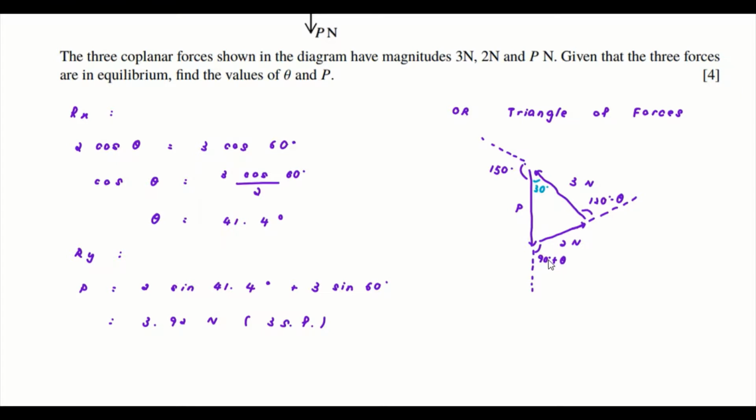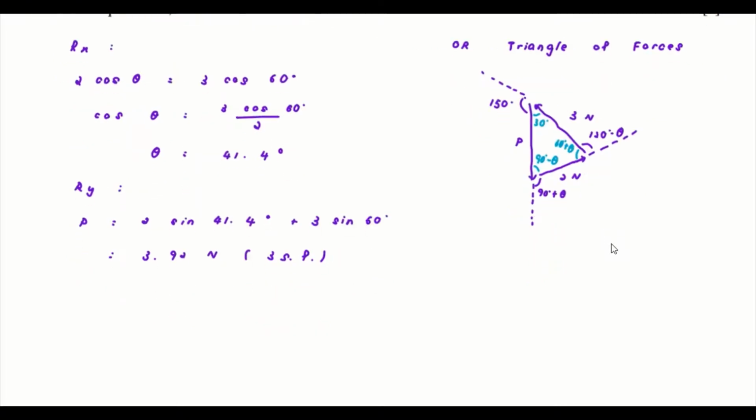So this part I have 90 plus theta, right? Which means when I use 180 minus this, then I will have 90 minus theta. Similarly, for this, 180 minus 120 minus theta, I'll be able to get 60 plus theta. So by having these three, I can apply the sine rule for the triangle inside this diagram.